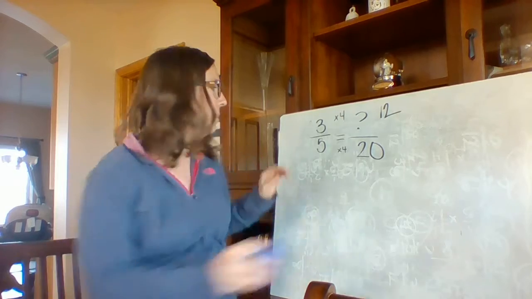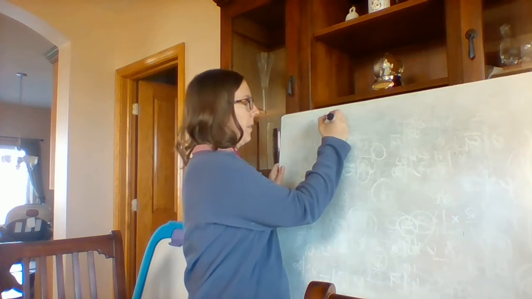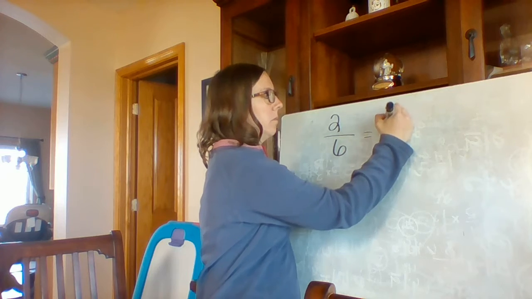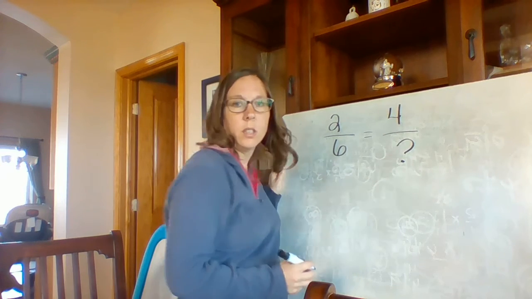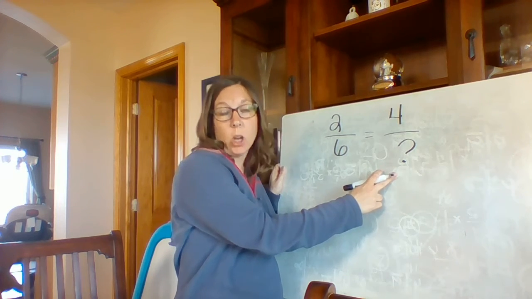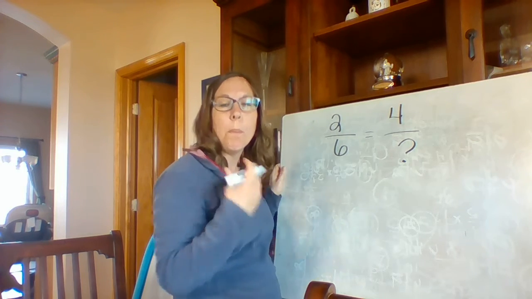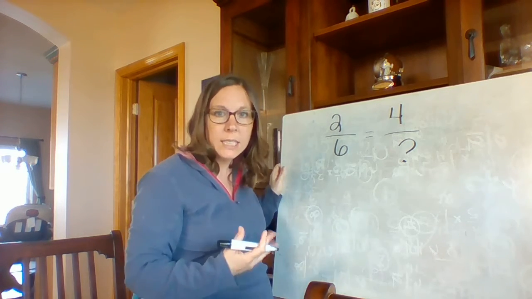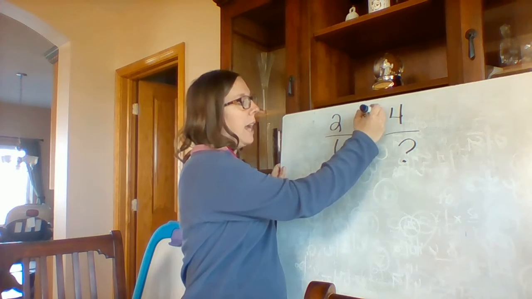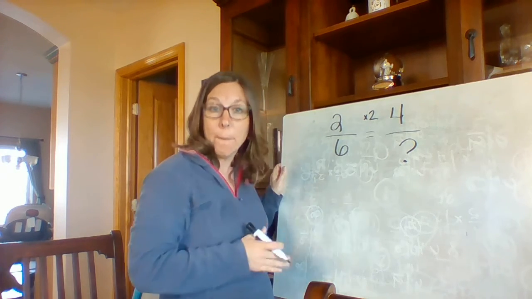So let's do another one. Let's say I have, I don't know, 2/6 equals ?/4... I don't know, okay? So again, we have to figure out what number is going to go in here. I have to ask myself, these numbers are getting bigger, which means I have to multiply. So 2 times what gave me 4? Well, 2 times 2. So I'm just going to write it in here because it helps me remember. Whatever I multiply the top by, I have to multiply the bottom by.